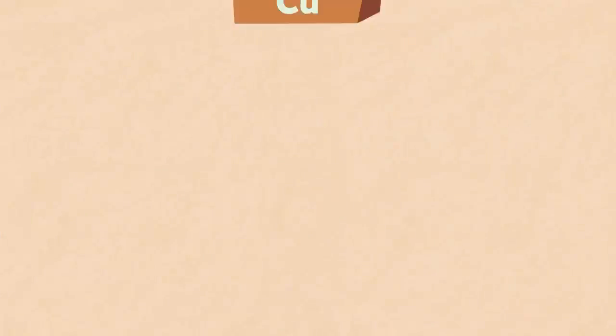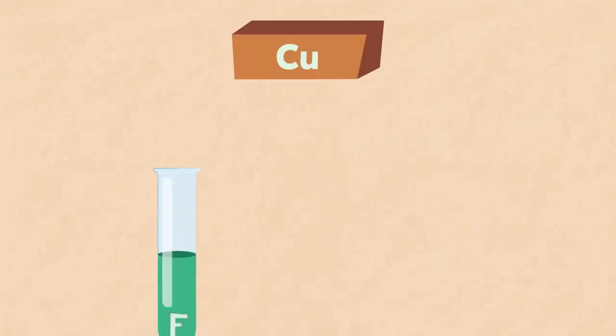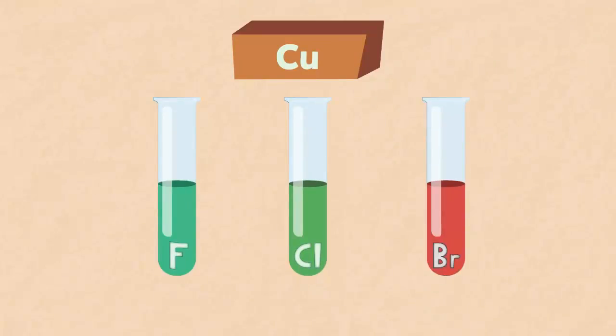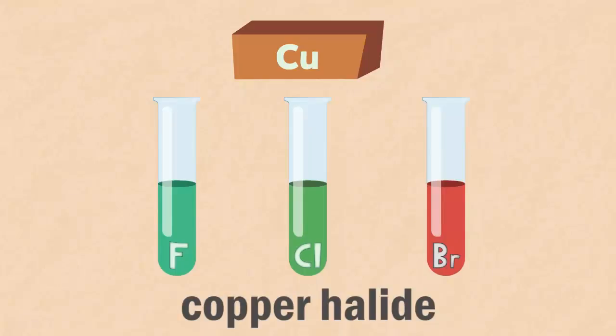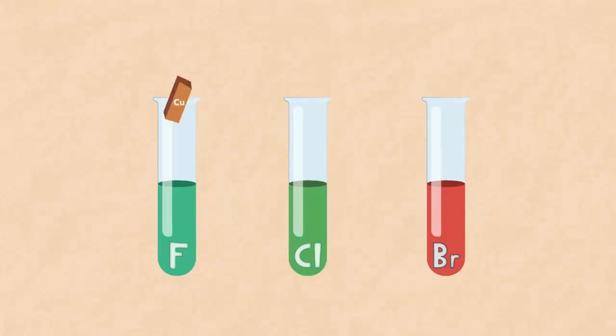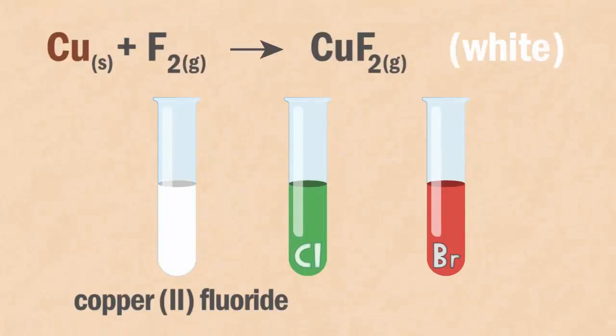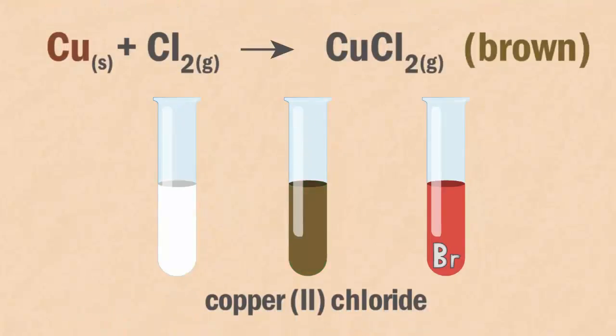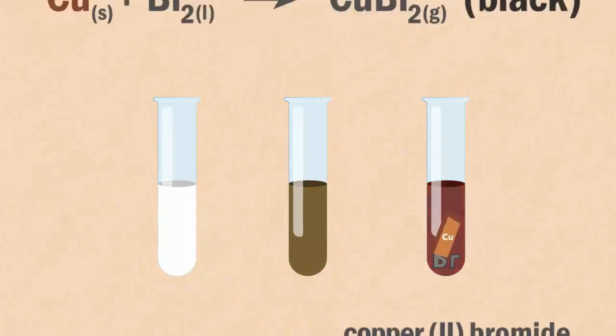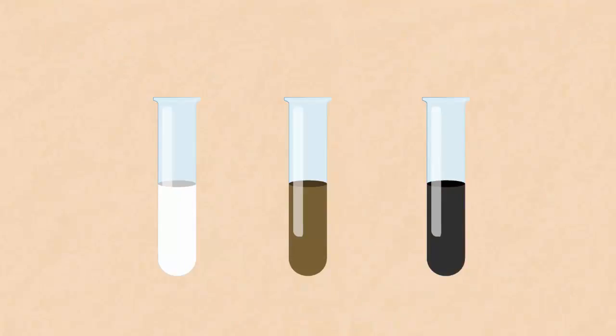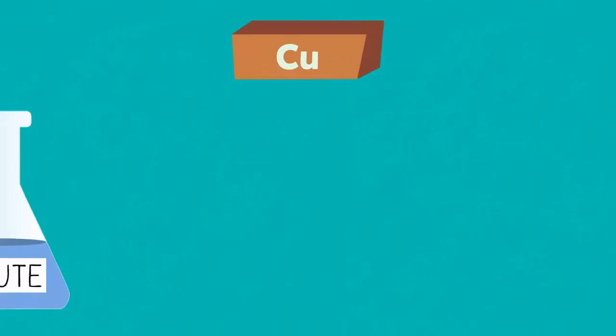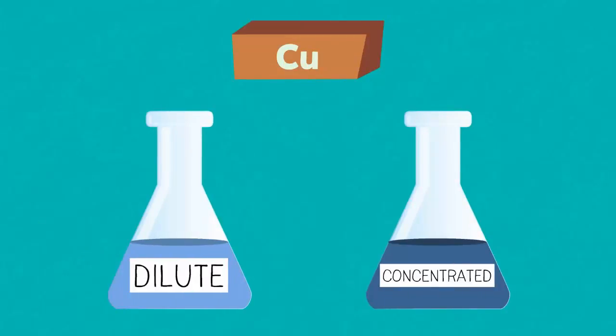Next, if you react copper with an excess of a halogen, that's fluorine, chlorine, or bromine, it will produce a copper halide. These halides have different colours, as shown by the equations on your screen. The next reaction we're going to consider is how copper reacts with some dilute and concentrated acids.